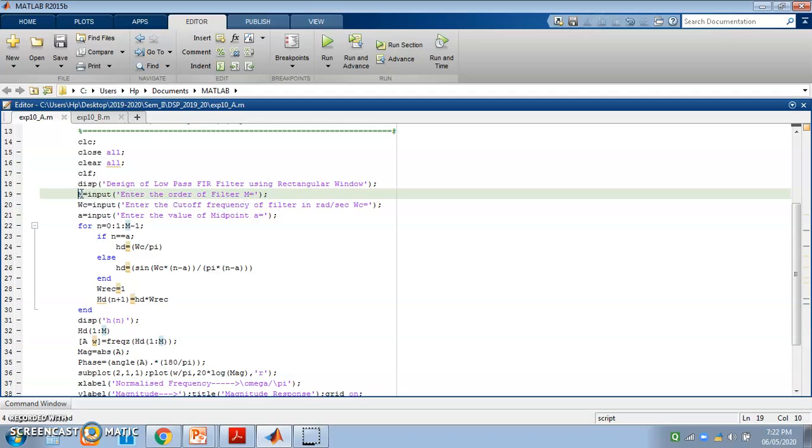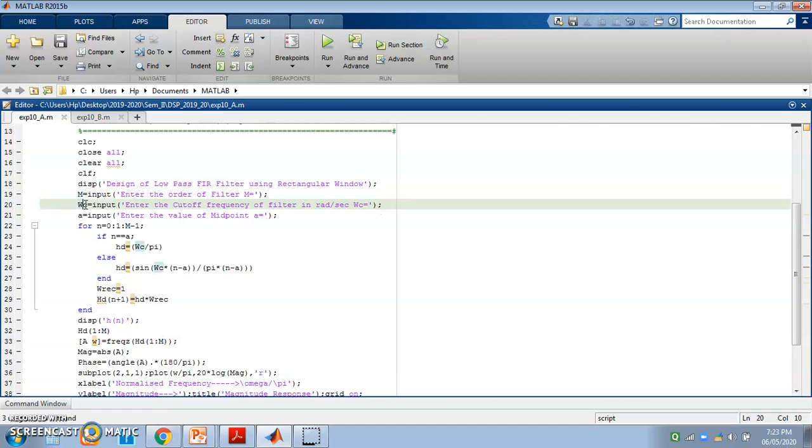So this order of filter is nothing but, in our theoretical solution we are calling it as a capital N. So it is a length of filter that depends upon the value of alpha, and we know that alpha is equal to capital N minus 1. So that value of capital M or capital N can be calculated from the given specification. Omega C is the second parameter which is mentioned in the problem statement, and that is the cutoff frequency. So one can enter the cutoff frequency by using the input command in MATLAB as mentioned in line number 20.